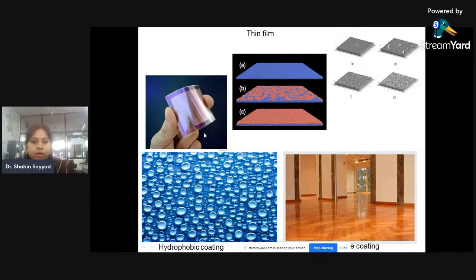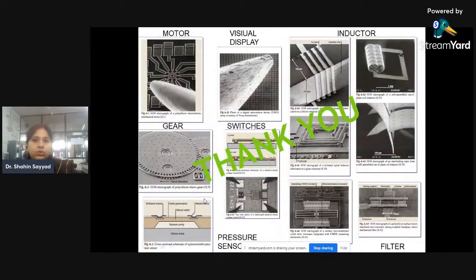Nanomaterials in thin form can be used for surface coating, or they can be used for hydrophobic coating. Hydrophobic coating means they do not absorb water on the surface. They have water repellent properties. So these are the various applications of nanomaterials.